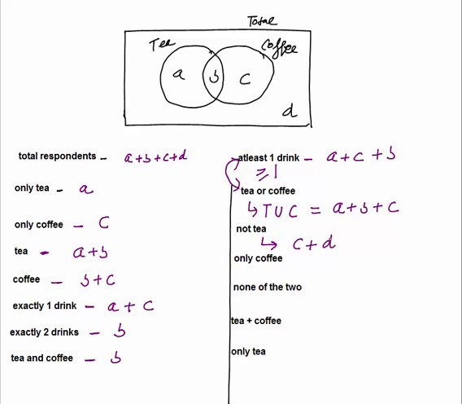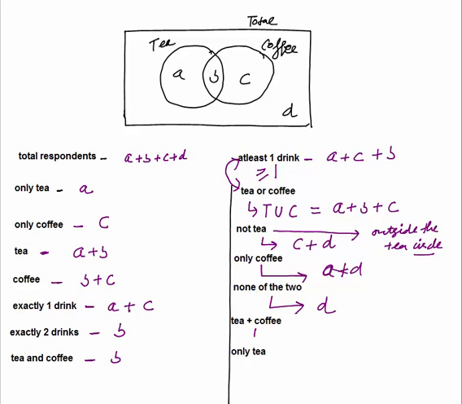So not tea means outside the tea circle. We have to take anything that is outside the tea circle. Not tea means we don't have to include anything within the tea. Not coffee simply means outside the coffee circle. Outside the coffee circle we have A plus D. None of the two drinks means that D are the respondents who like none of the two drinks. So none of the two drinks is D.